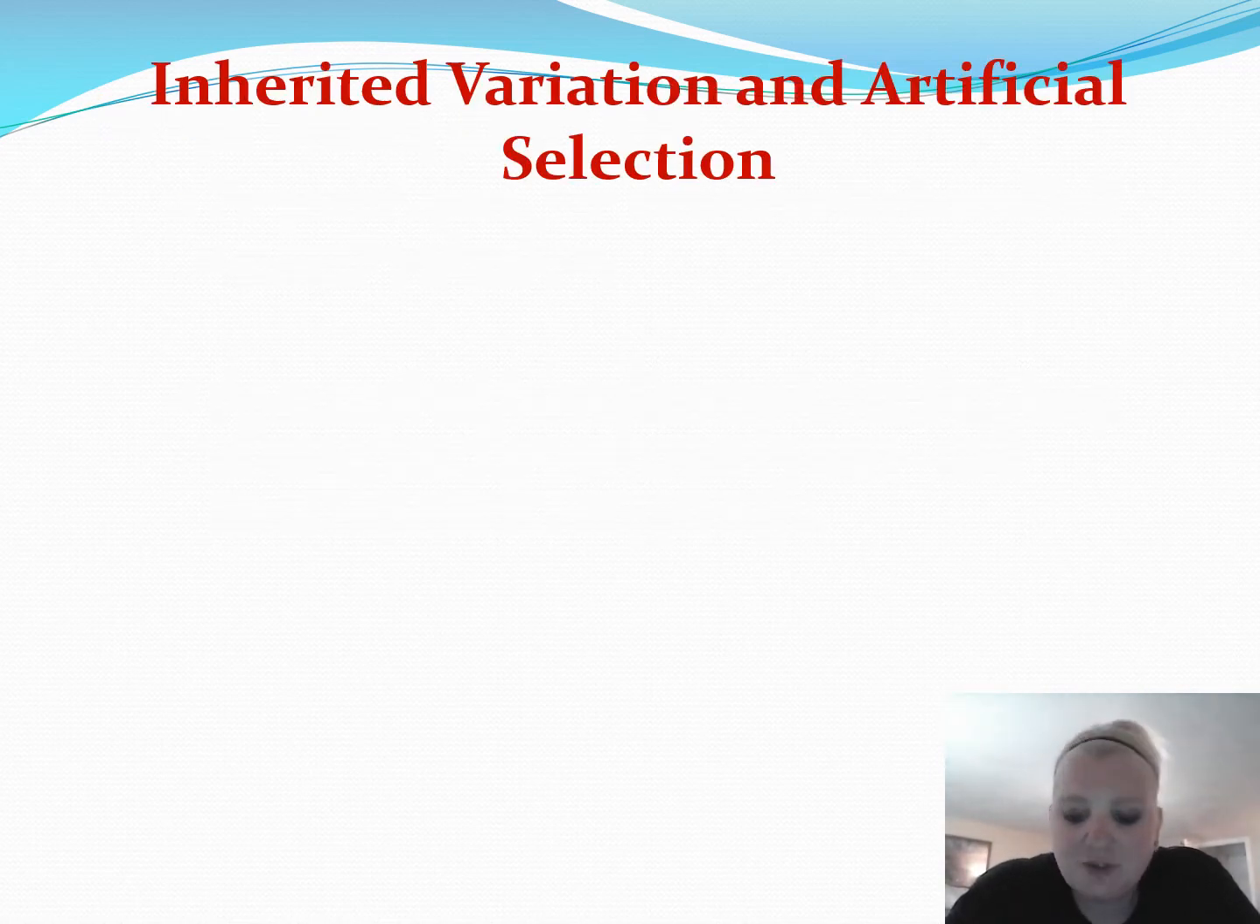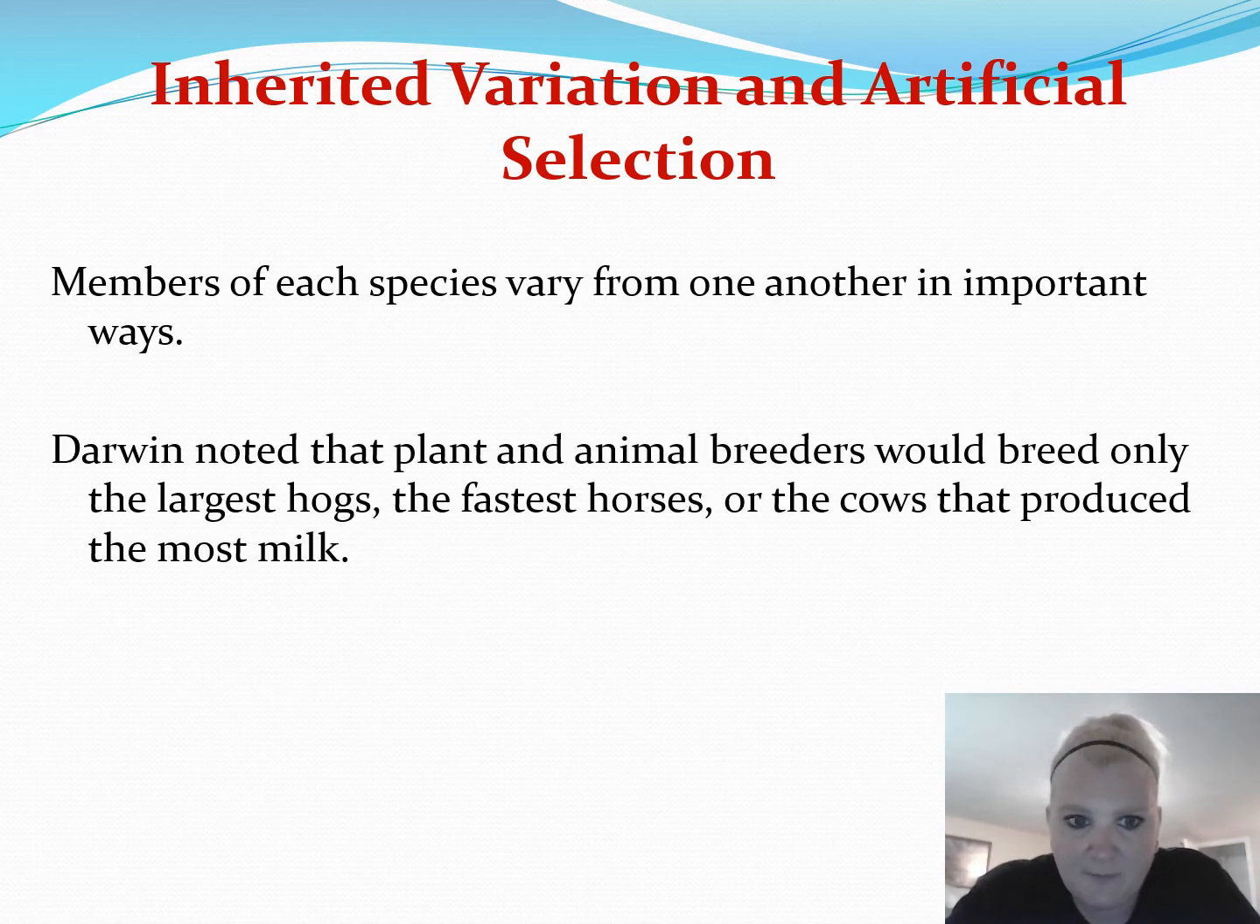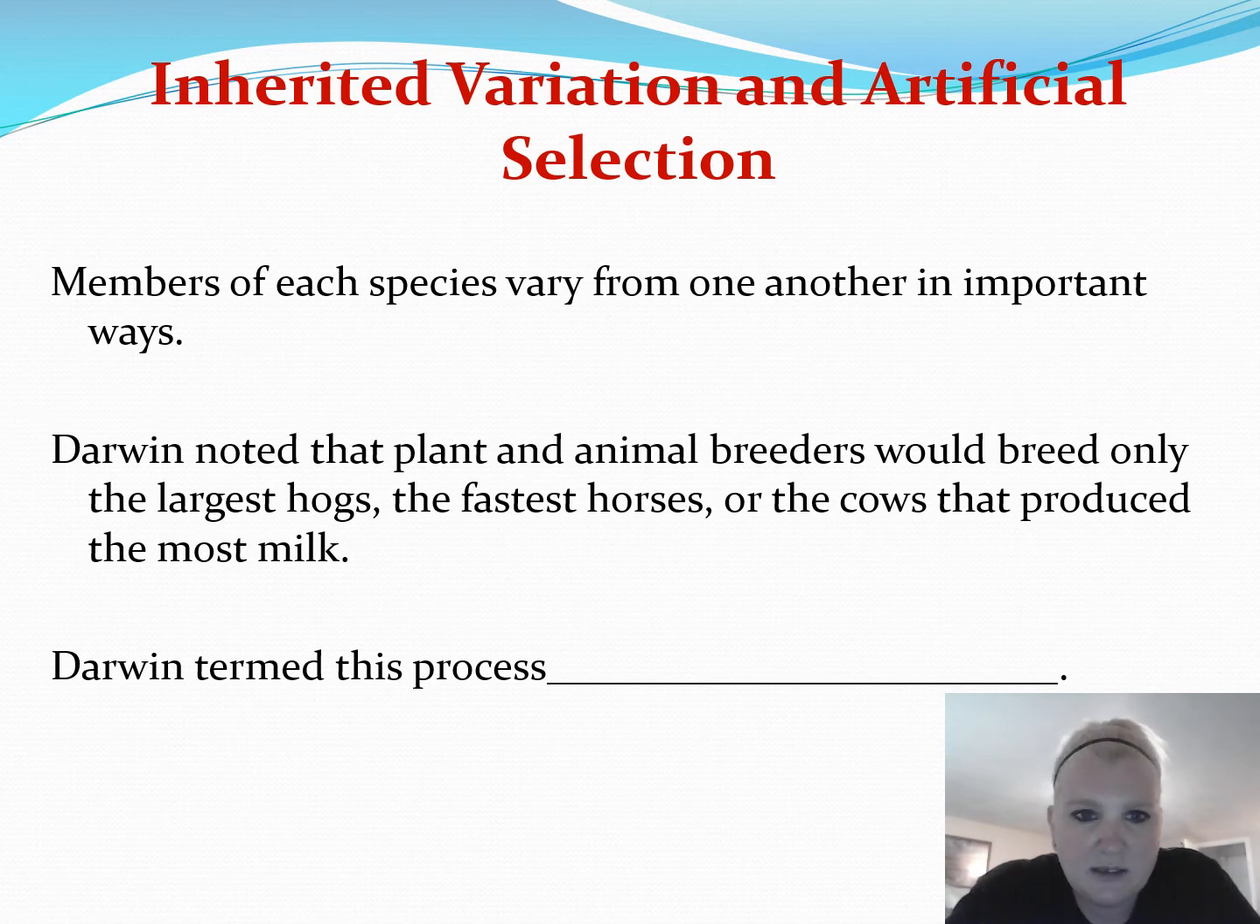So natural selection is how evolution is going to happen here. Natural selection basically means that organisms are going to adapt and become well suited to live in their environment. That's natural selection. We'll talk a little bit more about that.